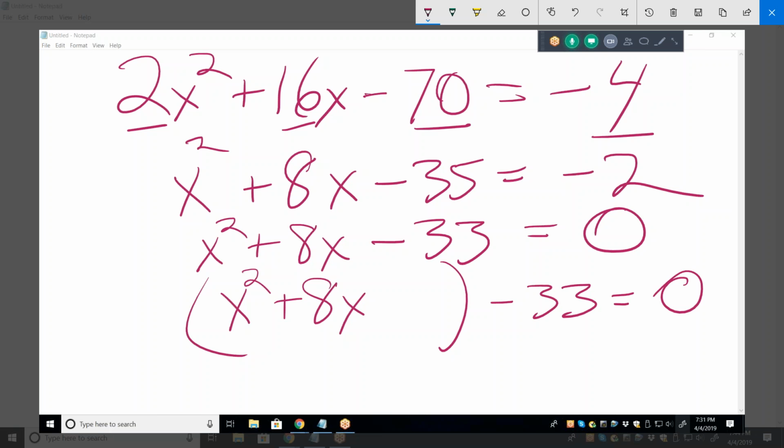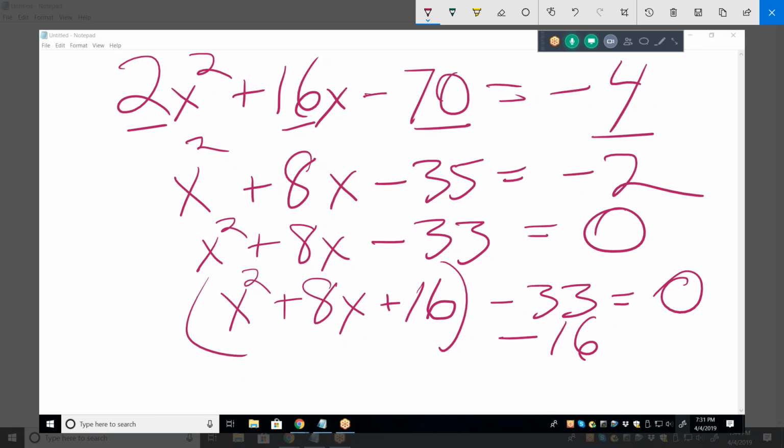Now, what is the process for completing the square inside the parentheses? Cut 8 in half and then square it. And it's always being added, never being subtracted. What is that? It'd be 16. Now, I just added 16 to the left side of that equation. What do I have to do to balance it? Add it to the other side. Or subtract it from the same side. Notice that I added 16, I subtracted 16 from the same side.